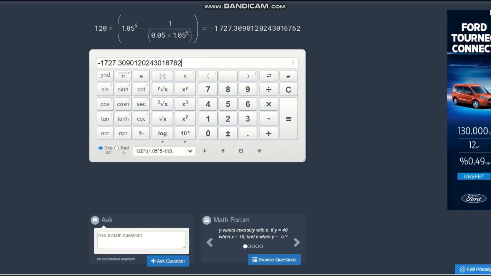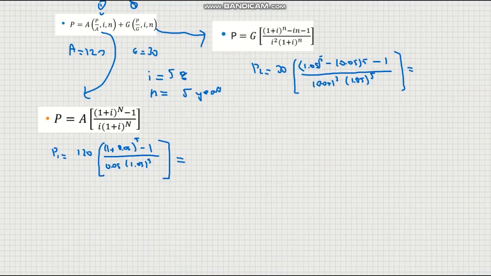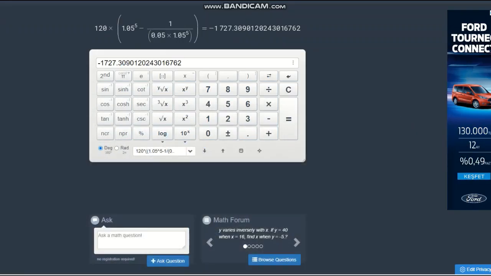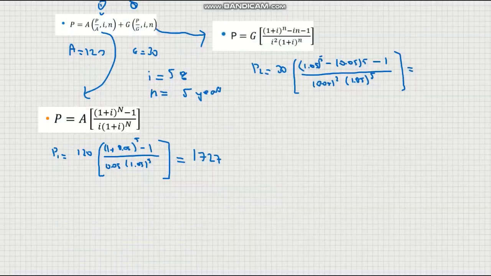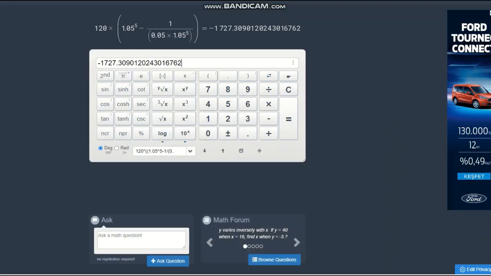It's gonna be $1,727, right? So it's gonna be a minus term here. Why is it minus? Where did we make a mistake? 120 multiplied by 1.05 to the power of 5. Oh, okay.